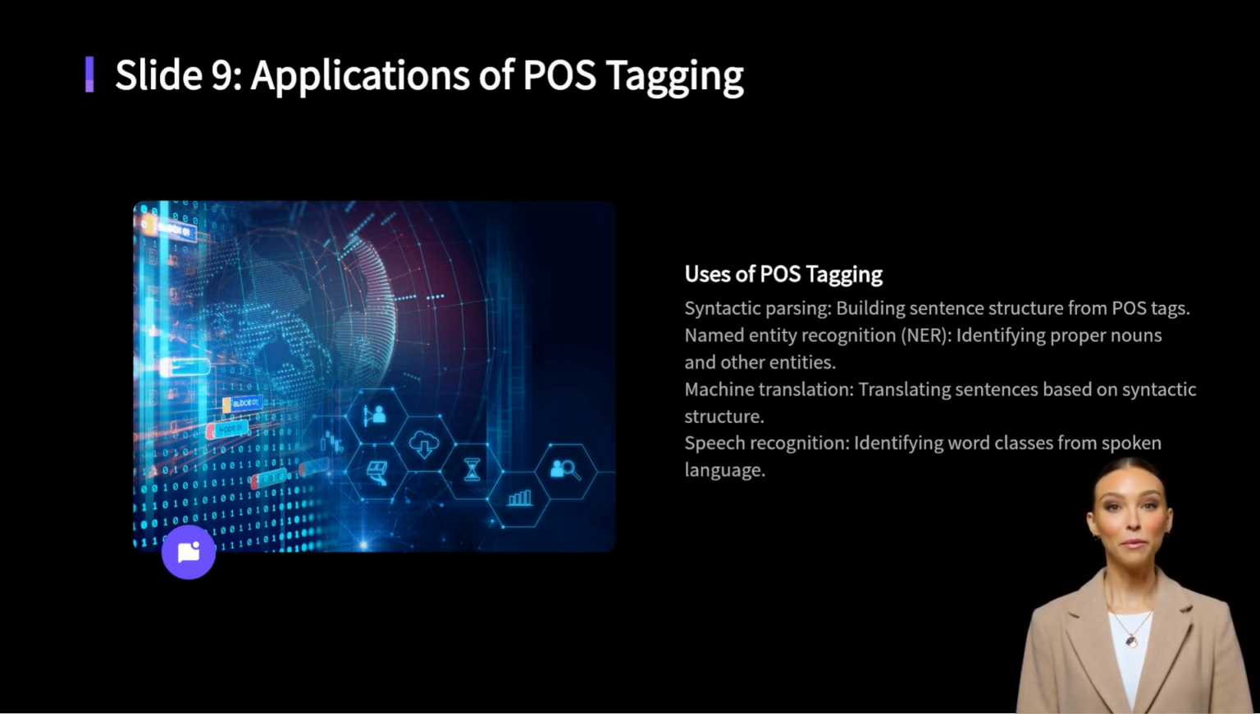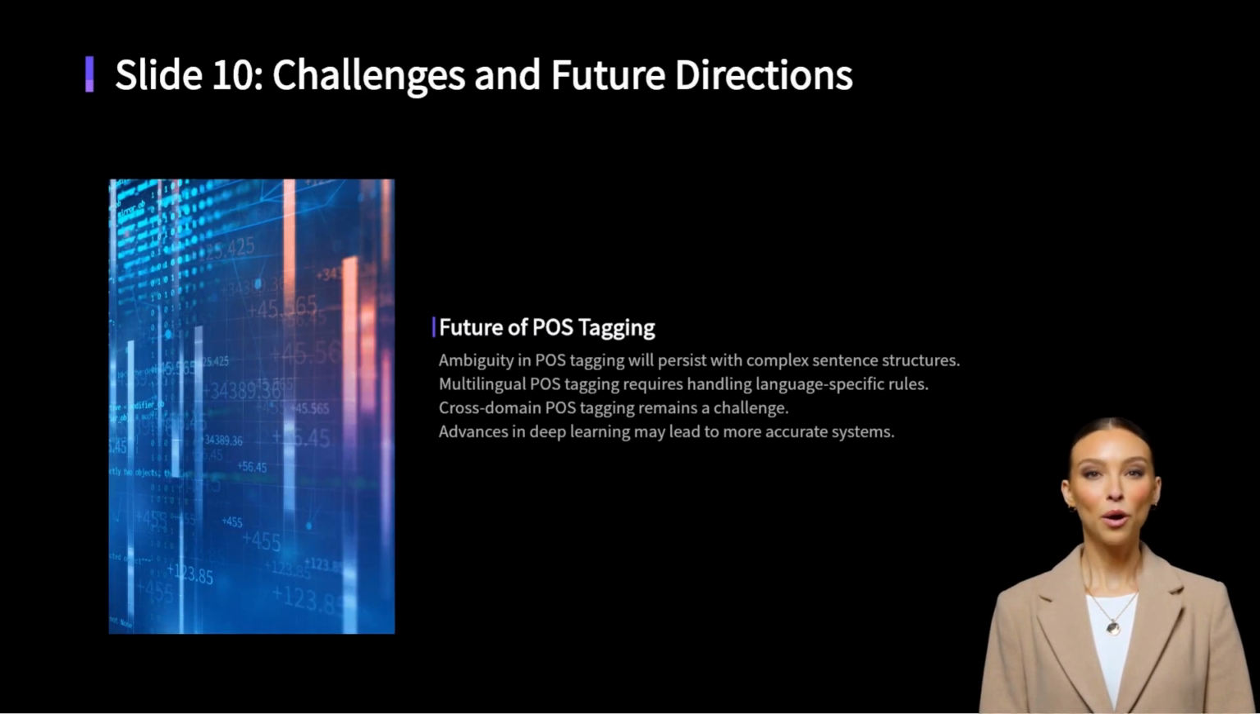Speech recognition. POS tagging can assist in speech-to-text systems by identifying parts of speech and improving the interpretation of spoken language. While POS tagging has made significant progress, challenges remain. Ambiguity continues to be a key problem, especially in complex sentences where words can have multiple interpretations. For example, bark can be a noun, the sound a dog makes, or a verb, to peel a tree's outer layer. Additionally, multilingual POS tagging is a growing field.